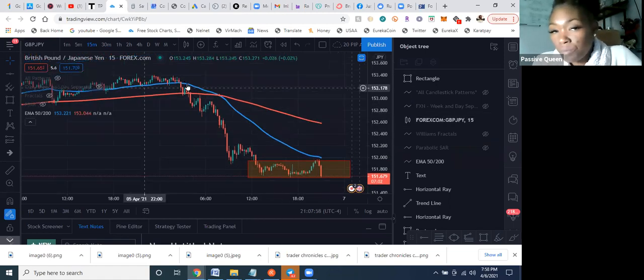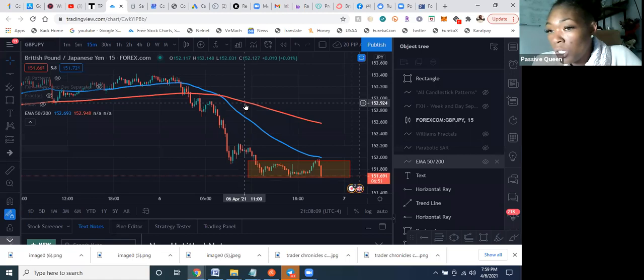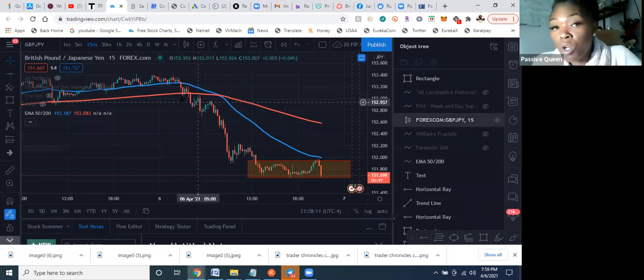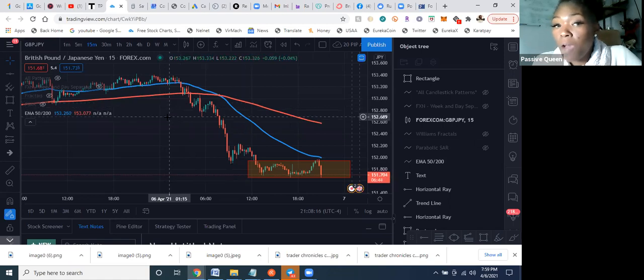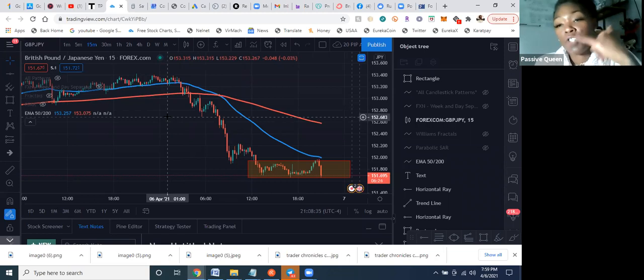You can catch her once what? The 50 moving average crosses below the 200. And then you look to see what's going on with price to the left. Me personally, I would put a sell stop there without even seeing this. That's what I would have done. So if price is above the 50 moving average, she's buying. And if she's below, she's selling.